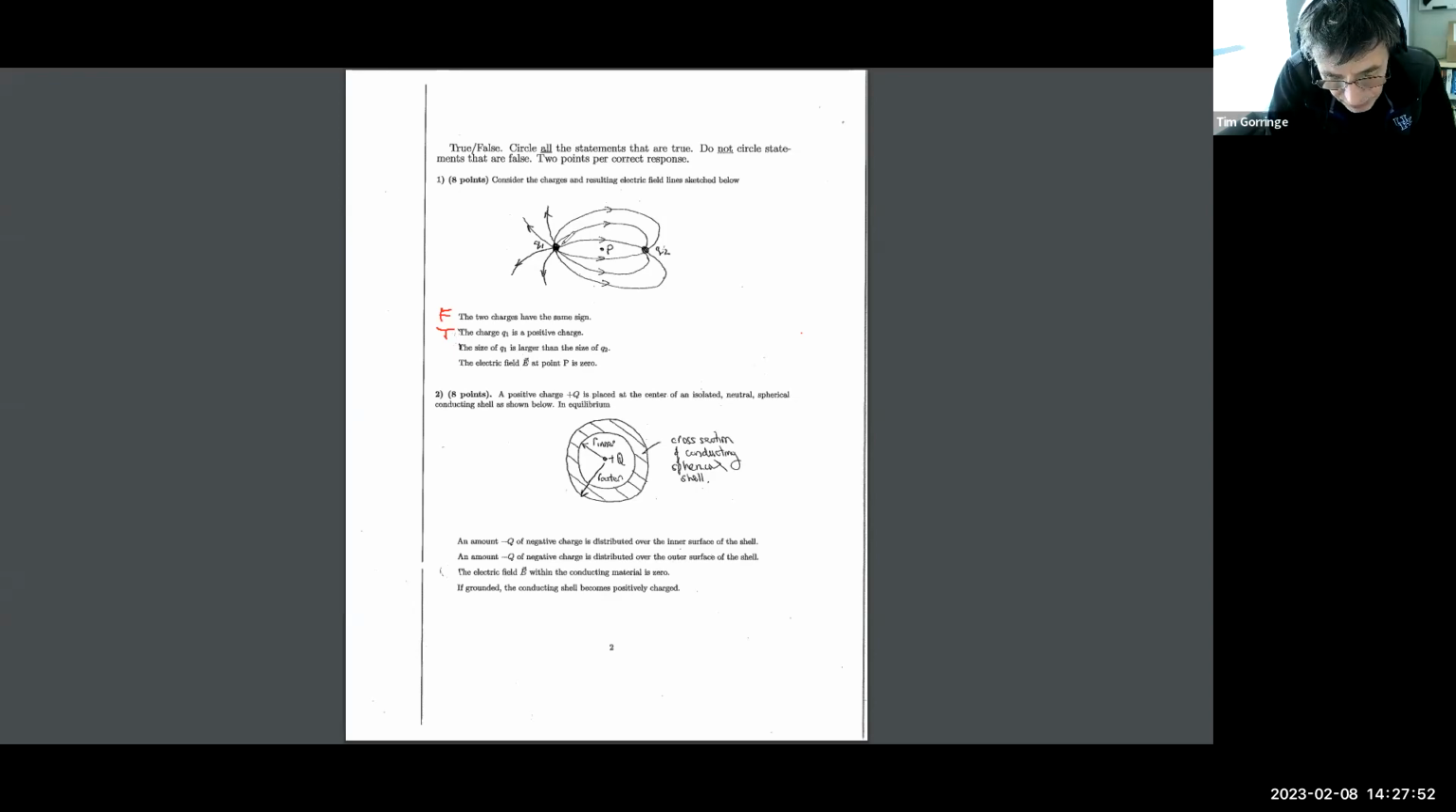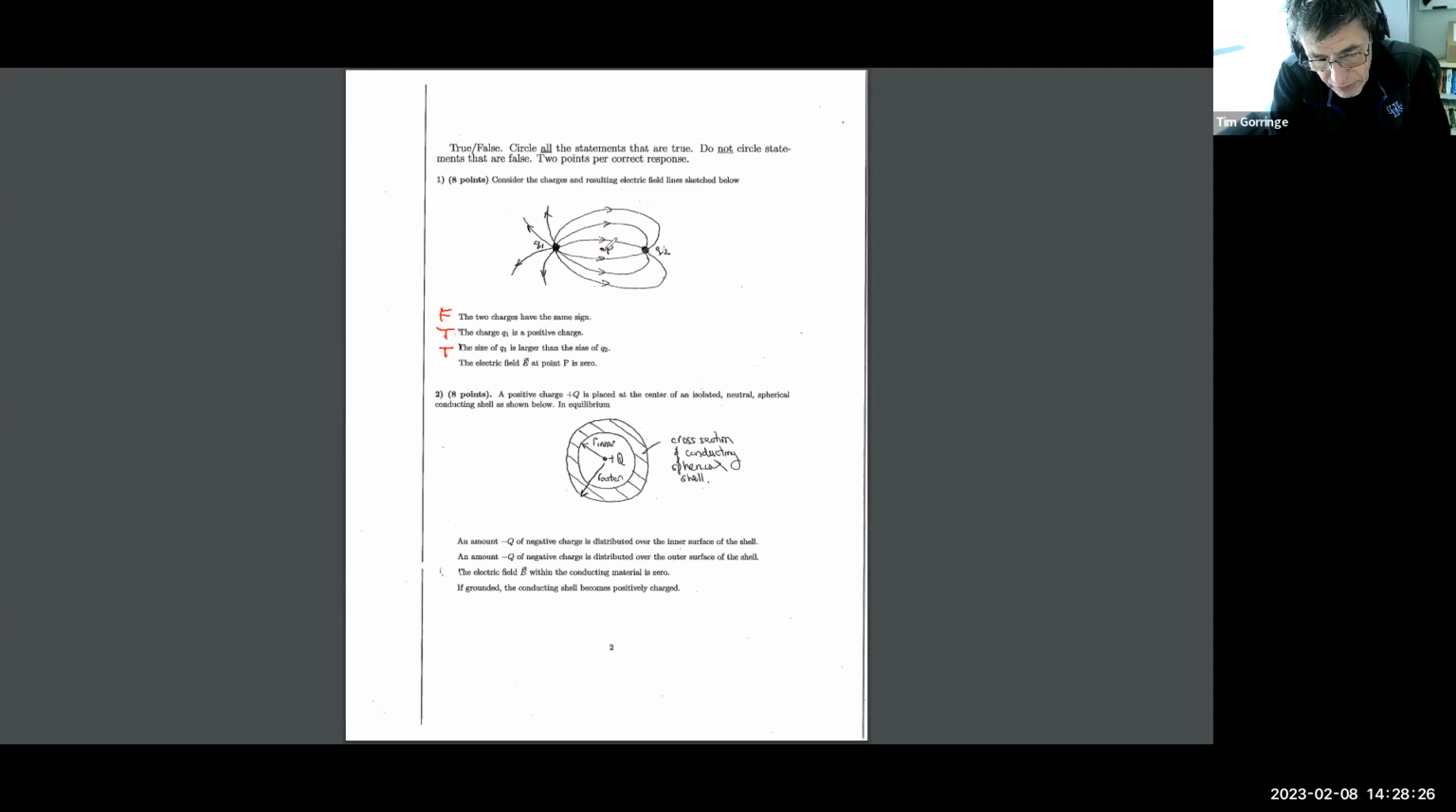If we count the field lines here, Q1 has 1, 2, 3, 4, 5, 6, 7, 8, 9, 10 field lines emerging from it. Q2 has 1, 2, 3, 4, 5, 6 field lines returning to it. So Q1 has more field lines coming out, Q2 has fewer field lines going in. Q1 is a larger charge, has a larger magnitude. That's true. Final statement. The electrical field at point P is 0.